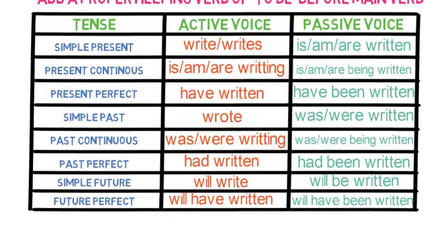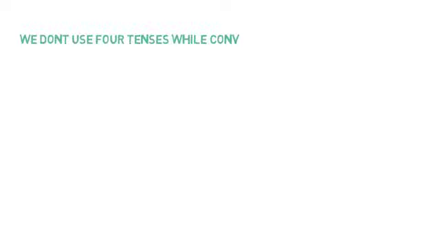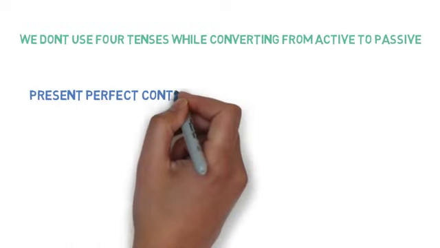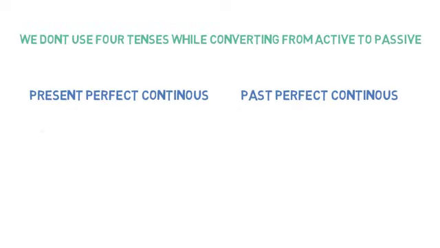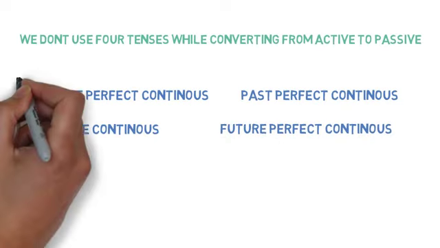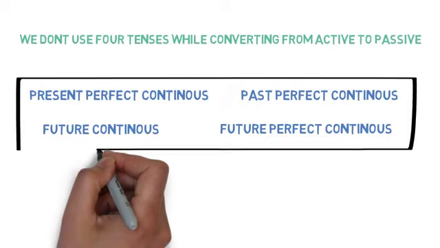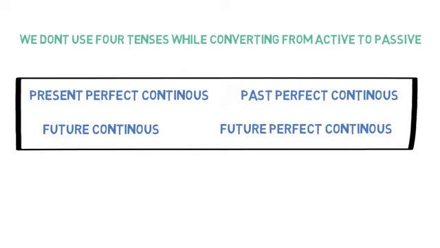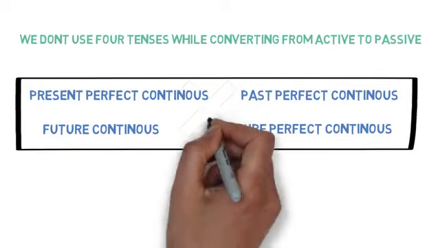Now, you must have noticed that we haven't used 4 tenses, which are present perfect continuous, past perfect continuous, future continuous and future perfect continuous. In English grammar, we don't convert sentences of these tenses to passive as it is not grammatically correct.